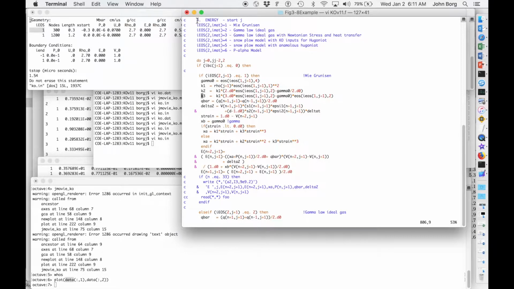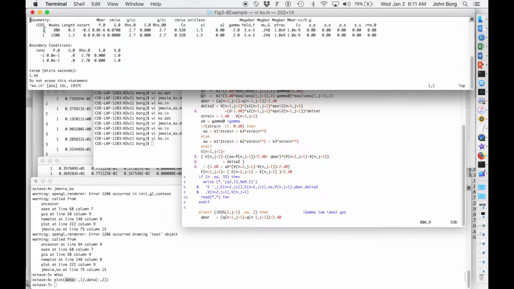It's in section 8, which I'll talk about in a different video, the various sections as they're related to the Wilkins book. But you can see here I've listed, what is this, 6 different equations of state. So EOS 1 means Mie-Grüneisen, EOS 2 means a gamma law ideal gas, EOS 3 means an ideal gas with Newtonian stress. Here's some others, and then finally EOS 6 means P-alpha. So that's what this number here is. This is describing what equation of state to use for this material insert.